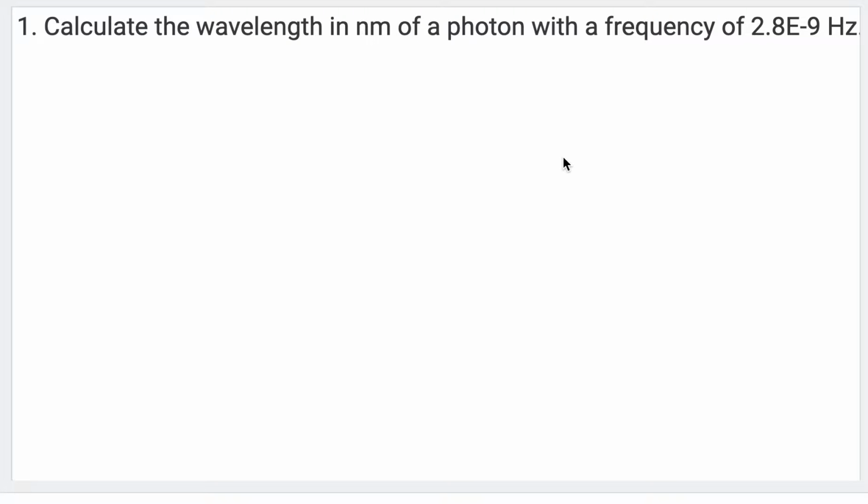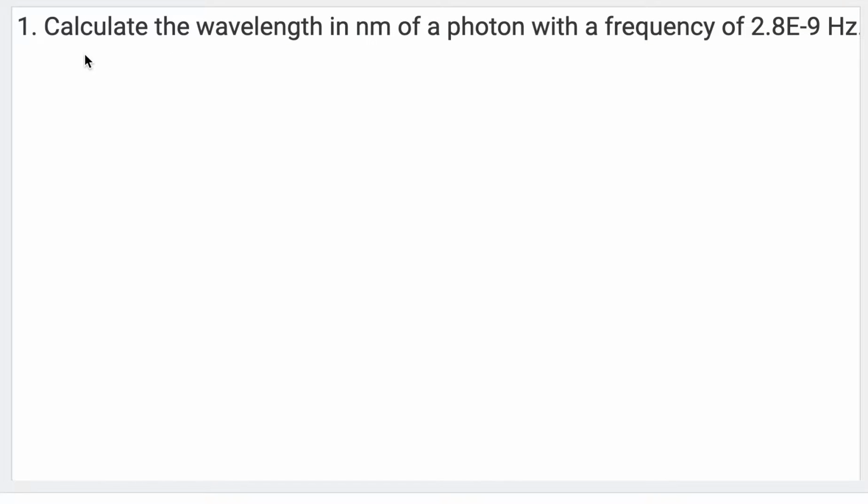Okay, this video is about how to do the light energy calculations, and this was the homework that I assigned on Google Classroom. And what I'm going to do is I'm going to do the odds. So the first thing says calculate the wavelength in nanometers of a photon with a frequency of 2.8 e to the ninth hertz.